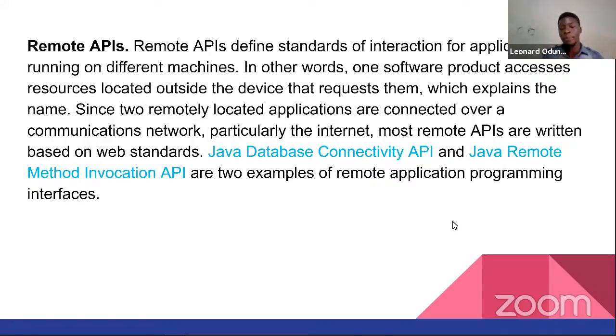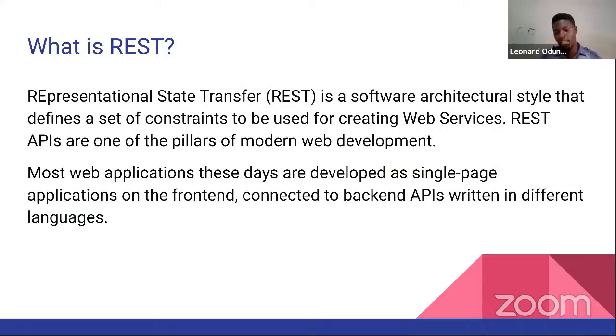So now under web APIs, there are different types of web APIs like REST, GraphQL, and SOAP. So now I'll talk about REST API. REST is basically an abbreviation for Representational State Transfer. It is a software architectural style that defines a set of constraints to be used for creating web services. REST APIs are some of the most famous and the most used tools in modern web development.